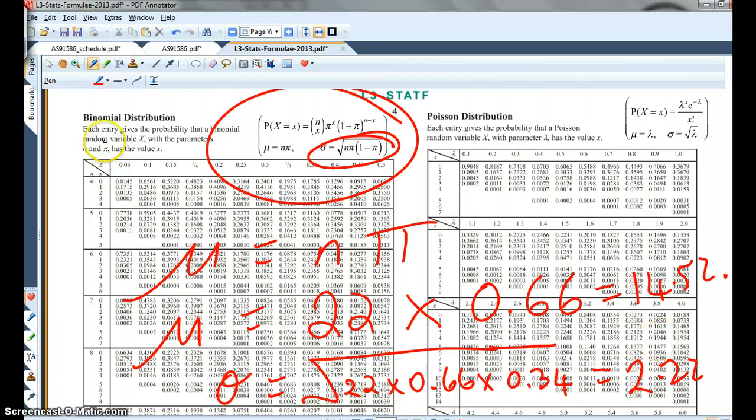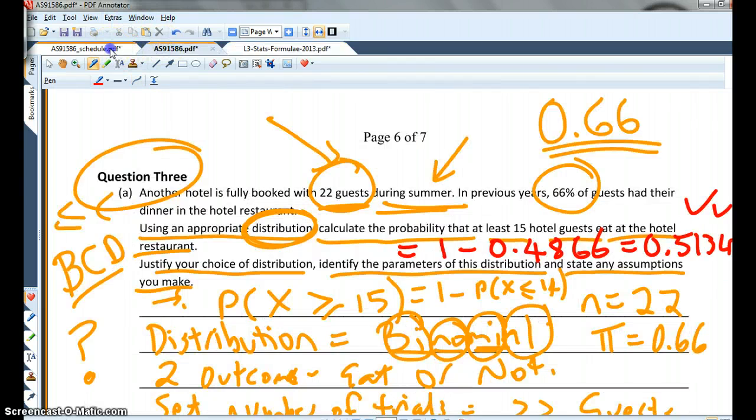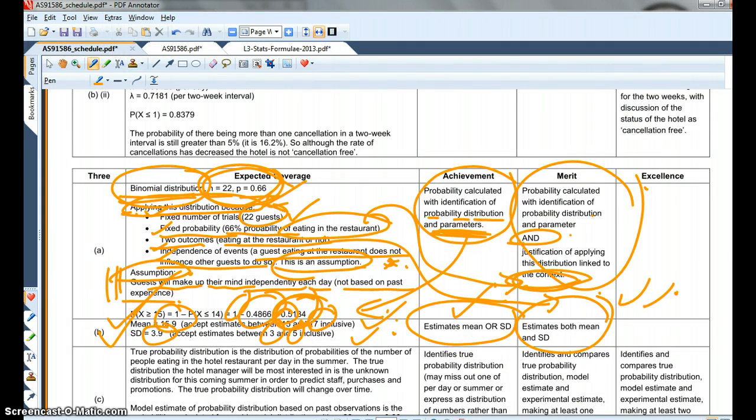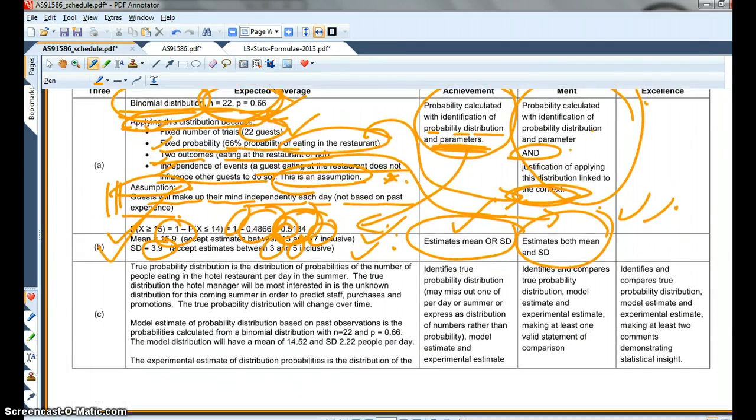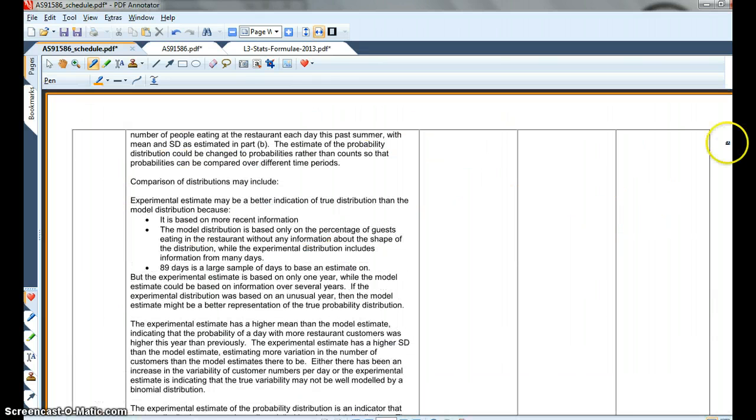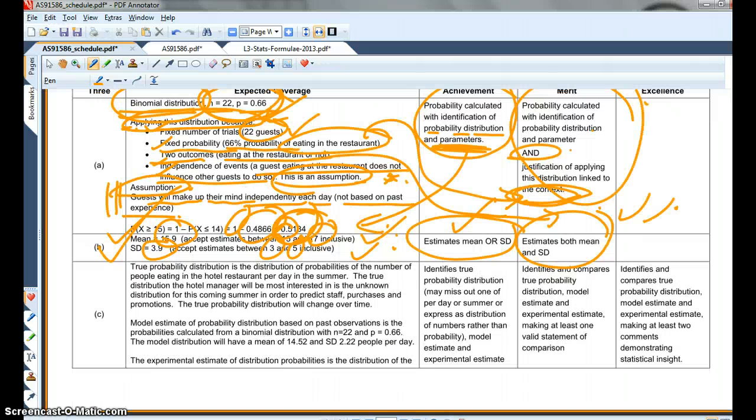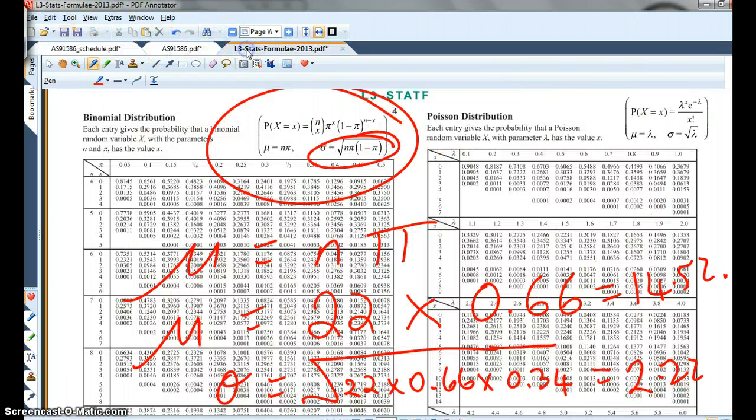Okay, so if we go back to our answer scheme here, you will see, is anyone still listening to me? Oh, somebody is. Okay, so here n is 22, probability 0.66, mean 14.52, standard deviation 2.22. So that's just come from here. It gives it to you.